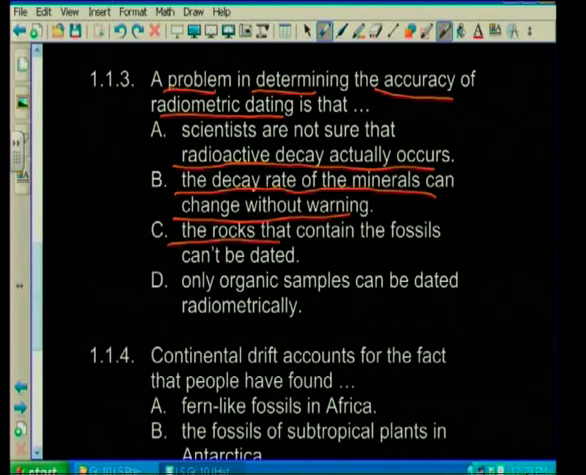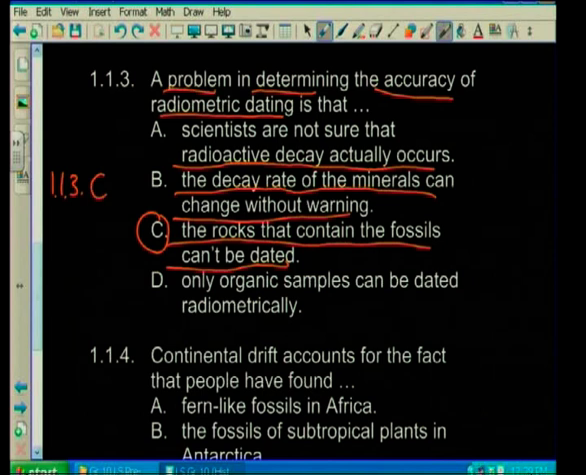The rocks that contain the fossils can't be dated. Now you can see dating and radiometric. So the rocks that contain the fossils can't be dated. That keyword, dated and dating, tells you that this is the most appropriate problem that deals with that question. So the answer there would be C. So 1.1.3, your answer in your answer book will be C. The rocks that contain the fossils can't really be dated.